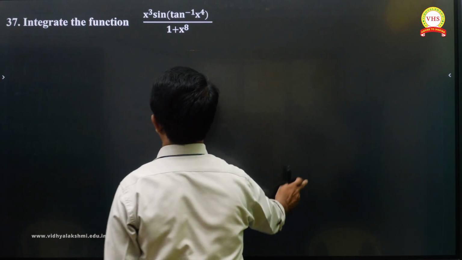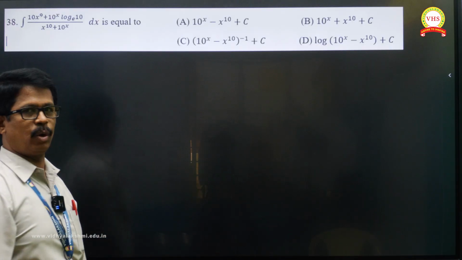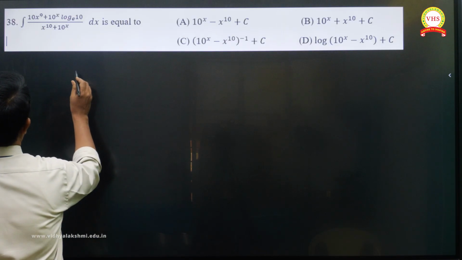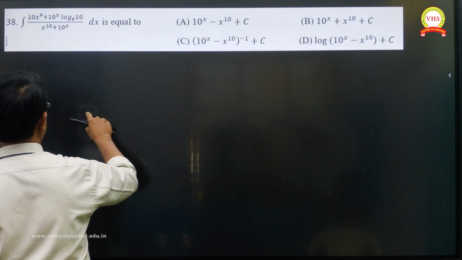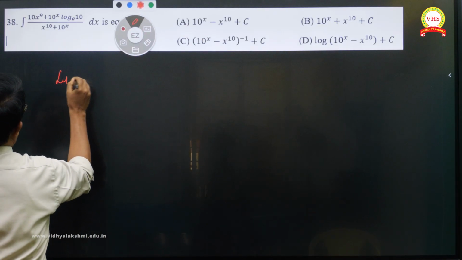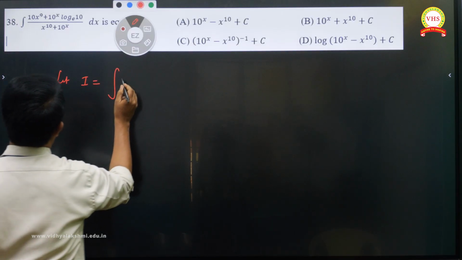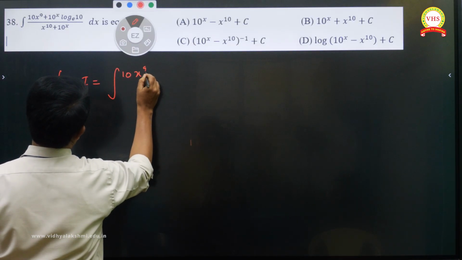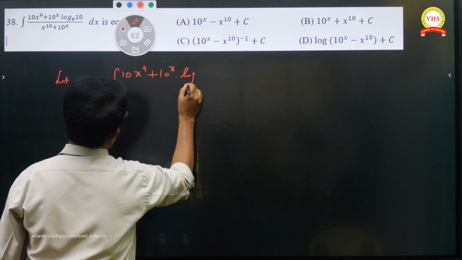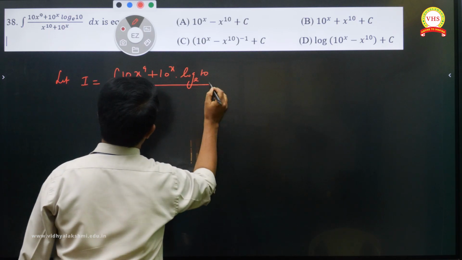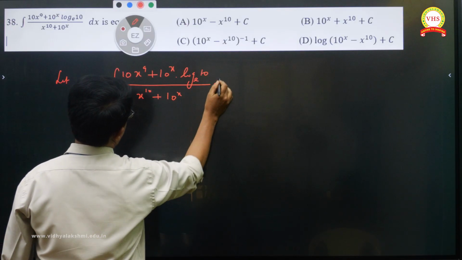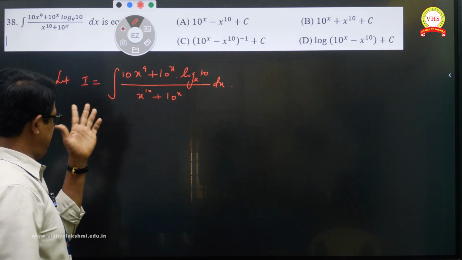Question number 38. That is an MCQ question. Choose the correct answer. Now let I equal to the integral of (10 x power 9 plus 10 power x into log 10 base e) divided by (x to the power of 10 plus 10 power x) dx. Yes, it is a very easy sum.